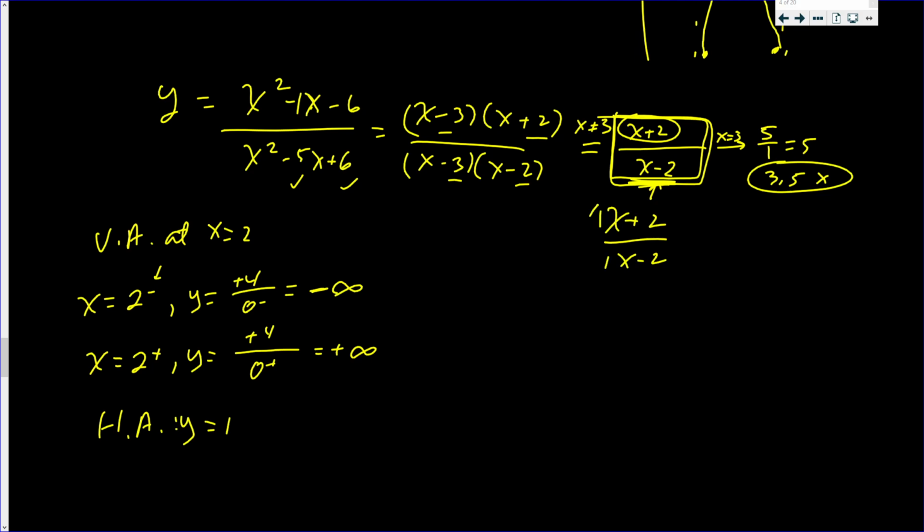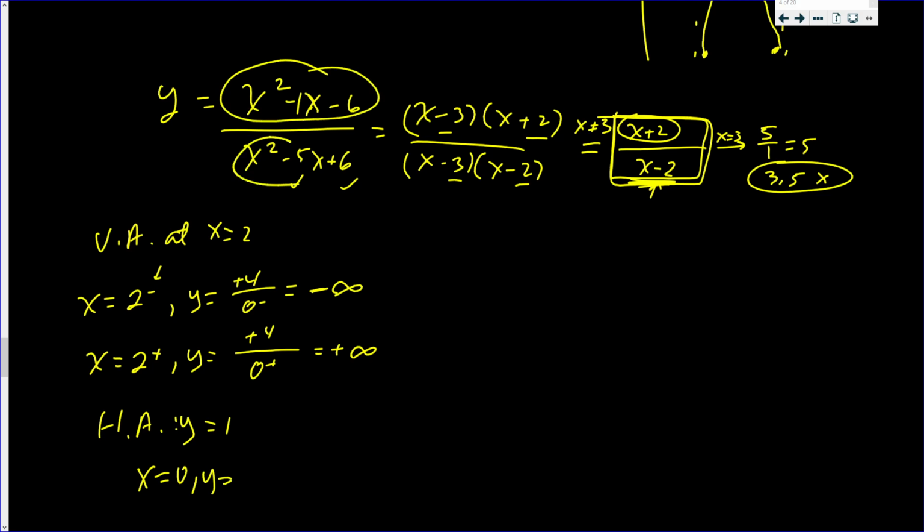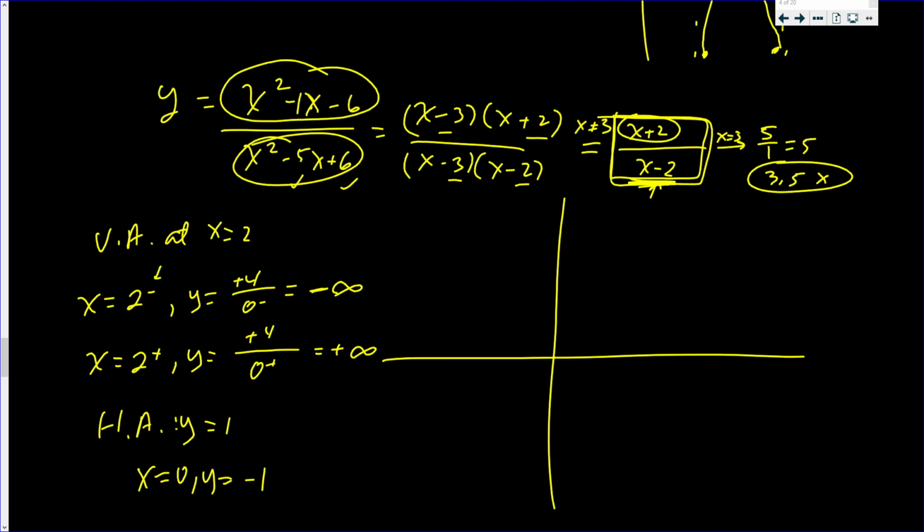Now, the horizontal asymptote is going to be y equals 1, because if the degree of the top and the bottom are the same, you are instructed to divide the leading coefficients. 1 over 1 is 1. And while we're at it, when x equals 0, y is, this will be negative 6, this will be positive 6. You divide, you get negative 1. Okay. So the horizontal asymptote is at 1.